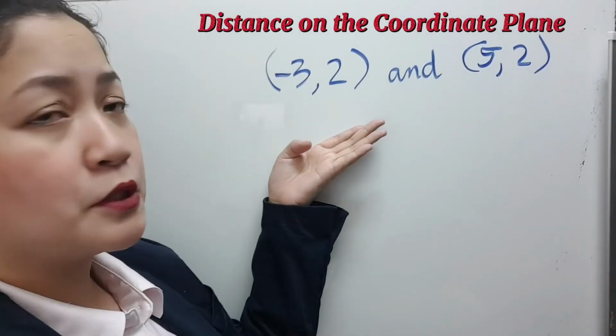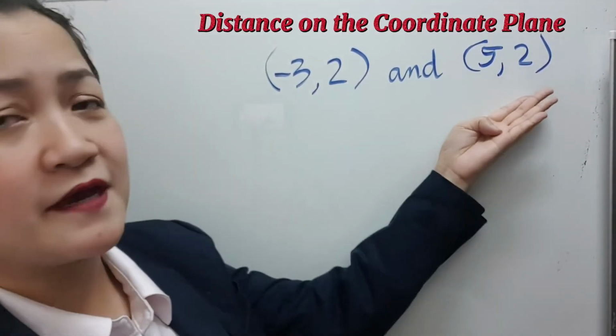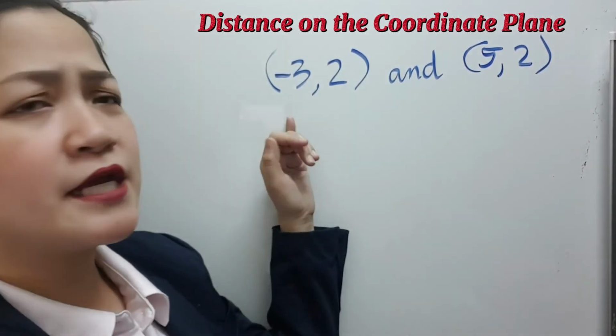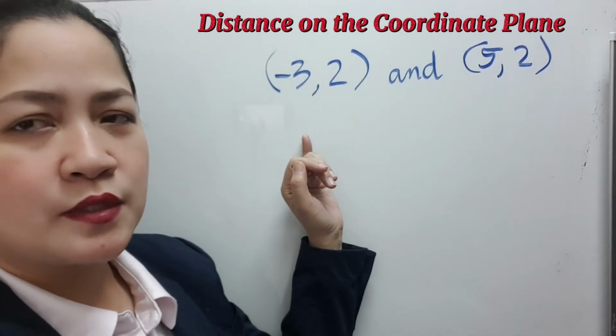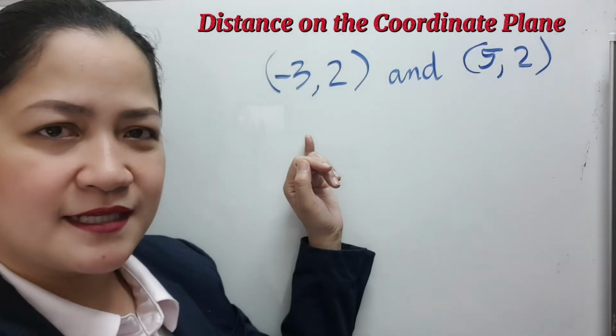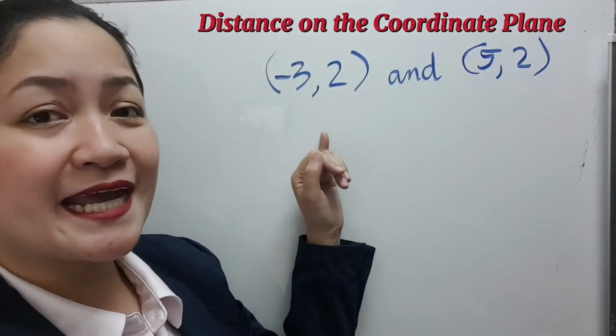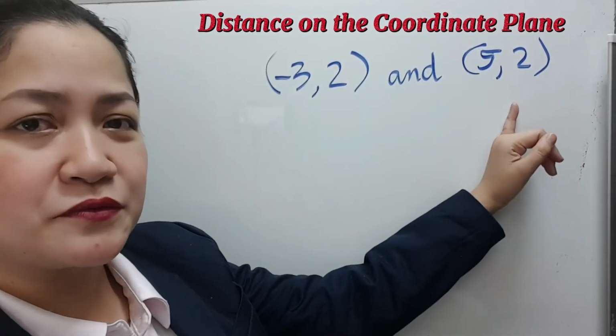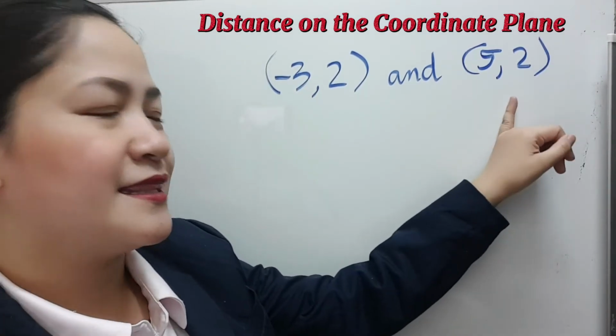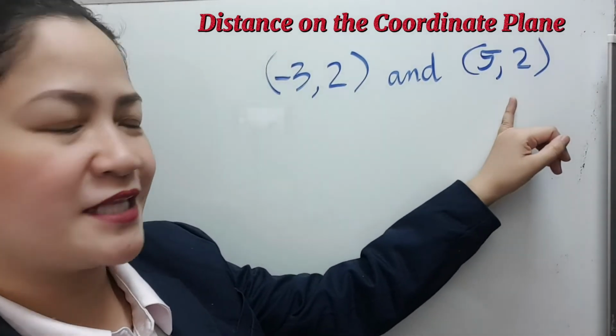Now let us have distance of points on the coordinate plane. Let us have an example. We have (-3, 2) and (5, 2). So think where you can find (-3, 2). In which quadrant is it? That's right. That is in the second quadrant. How about (5, 2)? (5, 2) is at the first quadrant.